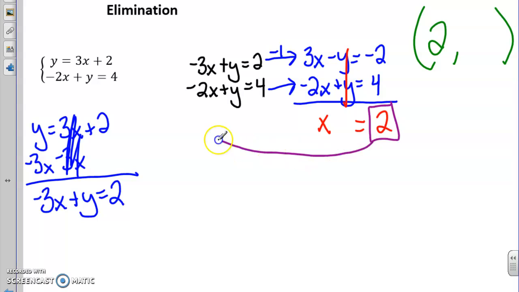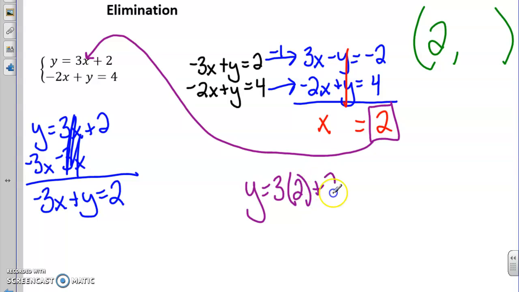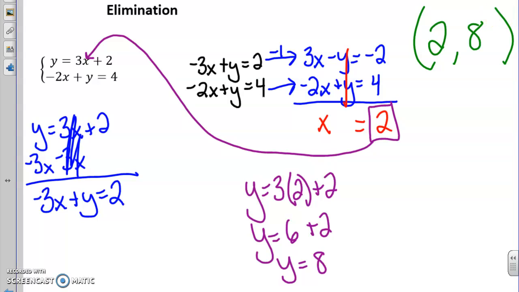So I'm going to go top. Doesn't matter. If you plug it into the bottom, you get the same answer. All right, so if I plug it into the top, I get y equals 3 times 2 plus 2. 3 times 2 is 6. And 6 plus 2 is 8. And there you go. You got (2, 8). So, once again, we got a solution of (2, 8), which should have been that way.